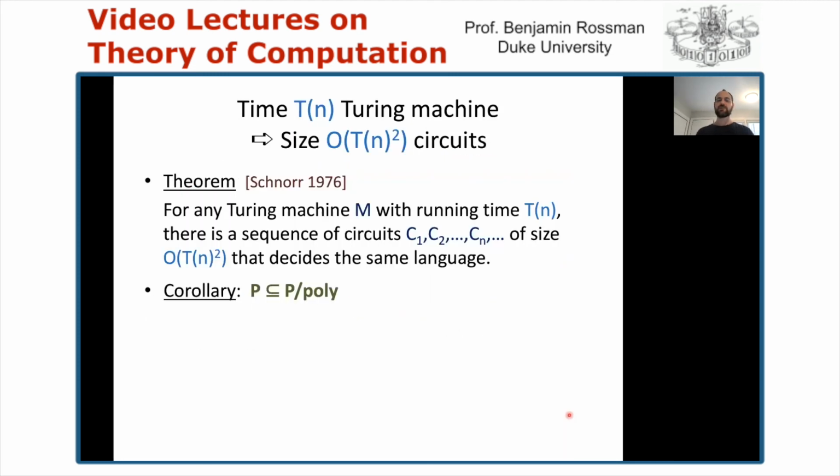Now we're going to show that P, the class of polynomial time decidable languages, is a subclass of P/poly. Circuits are in some sense a more powerful generalization of Turing machines. This follows from the following theorem: any Turing machine M with running time T(n), for any function T(n), can be transformed into an equivalent sequence of circuits of size order T(n) squared, deciding the same language.